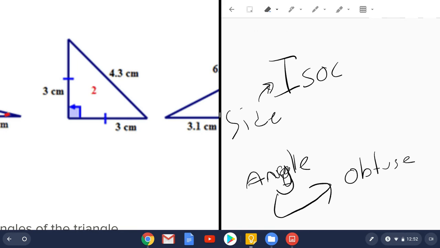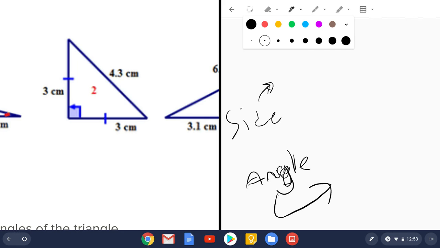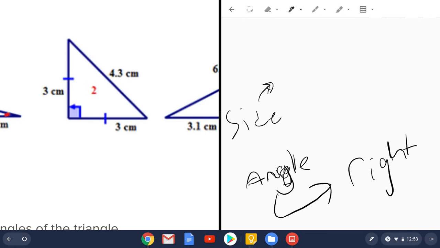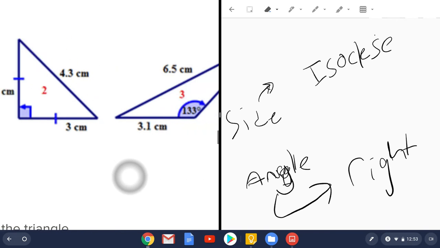Now let's look at our second triangle. What do you notice about our angles? We do have a symbol. It is a right triangle. What do you notice about our sides? There are two similar sides. So that would be an isosceles. We have an isosceles right triangle.